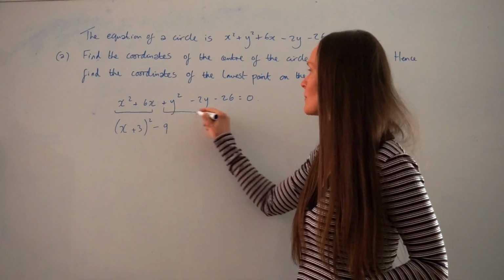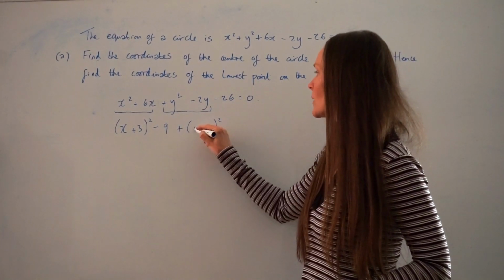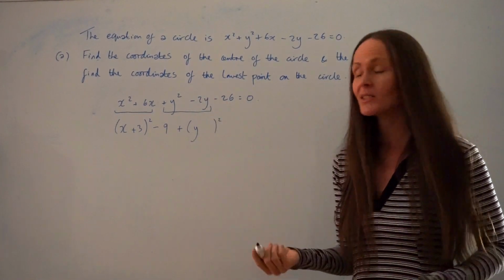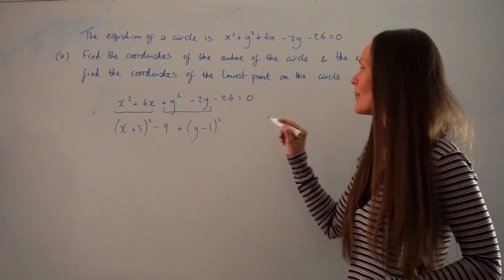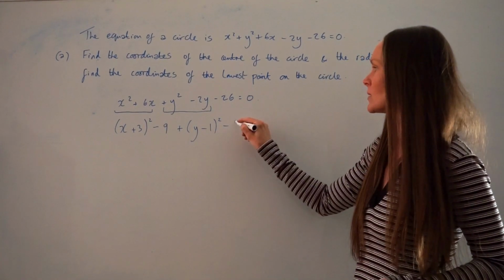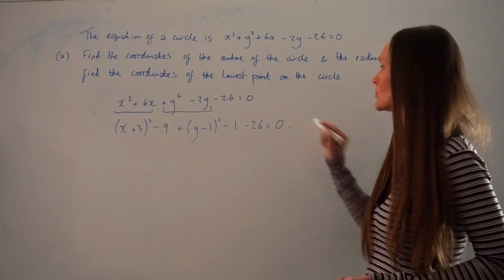Now I'm going to do the same thing with the y terms. So I'm going to add my square brackets, fill in the y value, take the coefficient of y, so negative 2, divide it by 2, so I get negative 1, and then subtract this number squared. So I'm going to subtract 1 squared, which is 1. Okay, and not forgetting to subtract 26 and put it equal to 0.